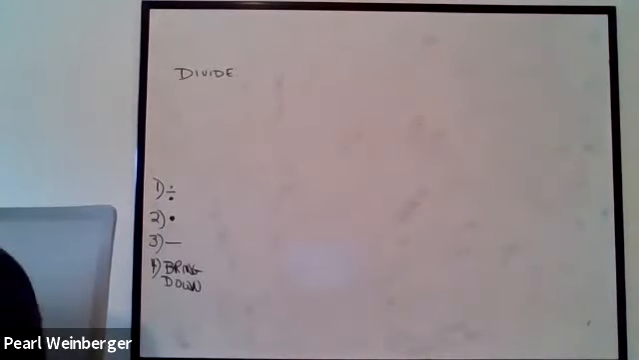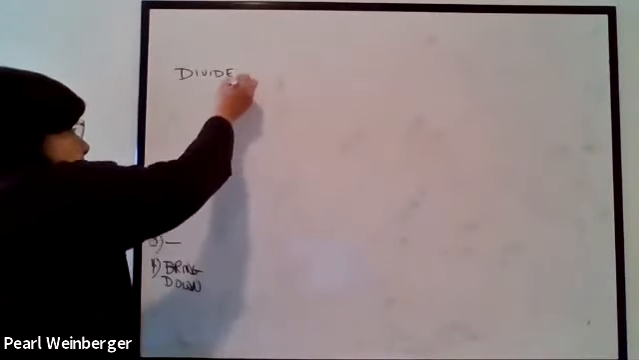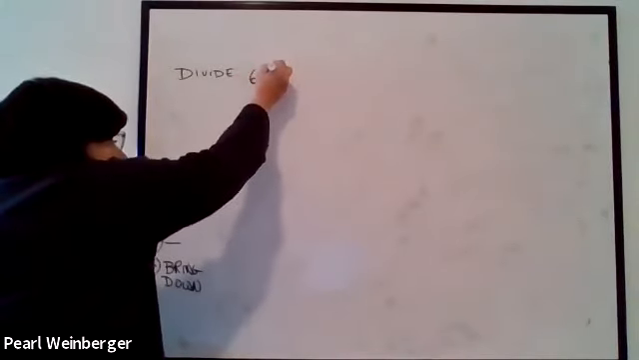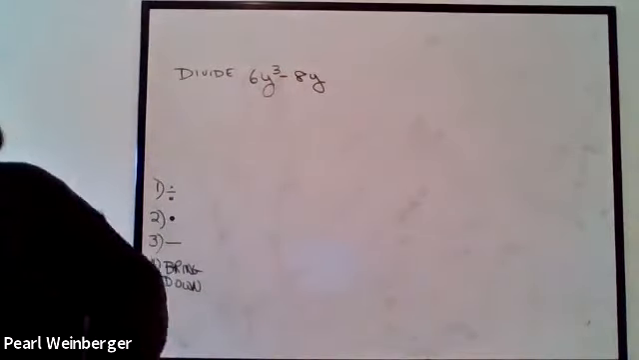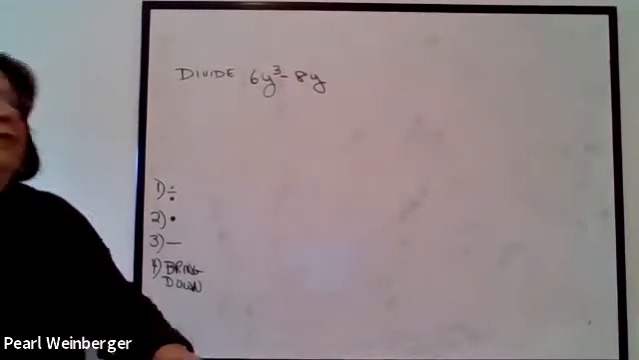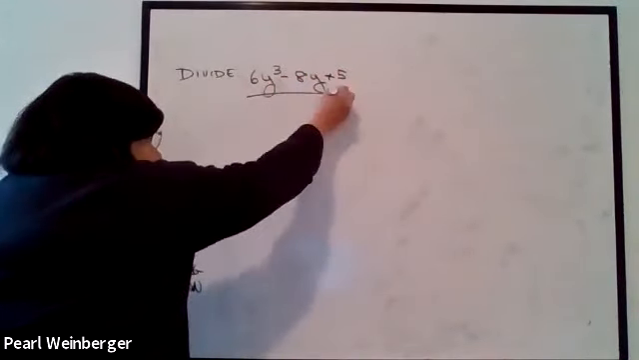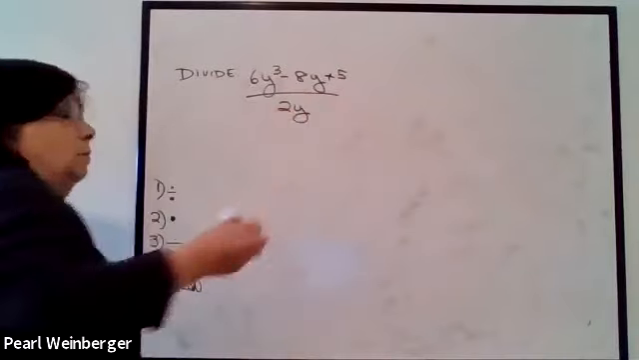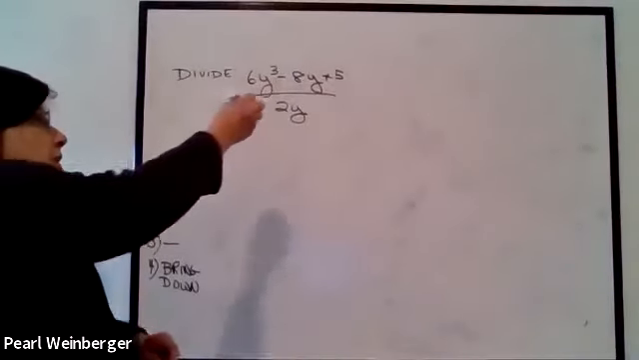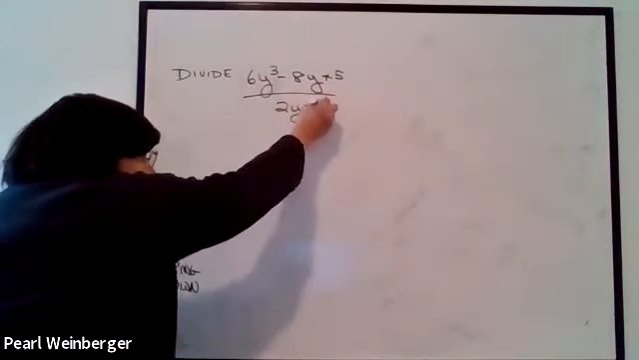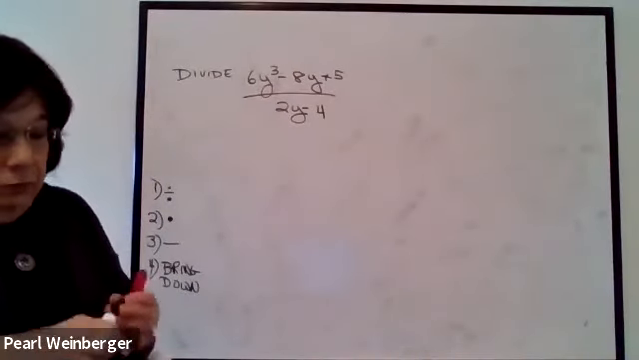Okay, the problem is this. We have 6y to the third minus 8y plus 5 divided by 2y minus 4. And again, they're asking us to divide it. It's not just a matter of reducing a fraction. It is a division problem.